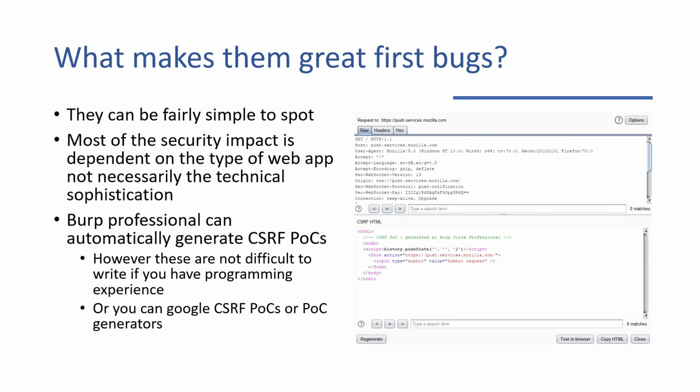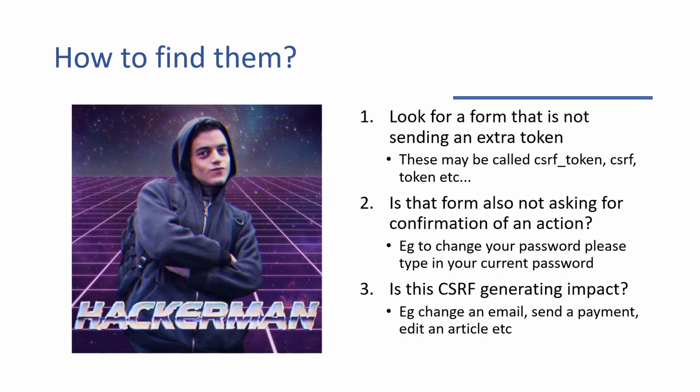Right, so how do you find them? In summary, step 1 is look for a form that is not sending an extra token. These may be called CSRF token, CSRF underscore token. All of this stuff means that it's not vulnerable to CSRF. You then need to ask yourself, is the form not asking for confirmation of an action? For example, to change your password, you need to type in your current password.